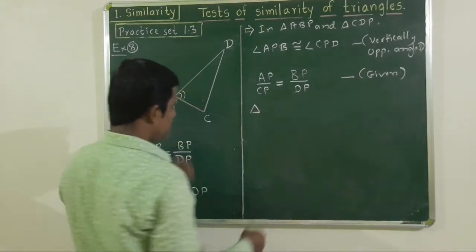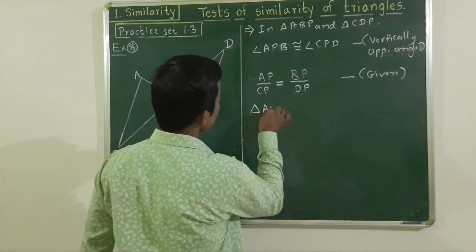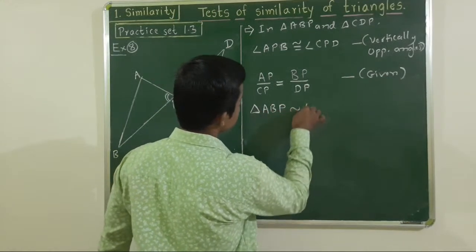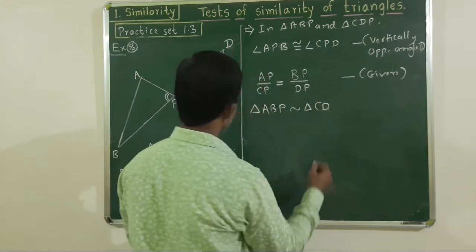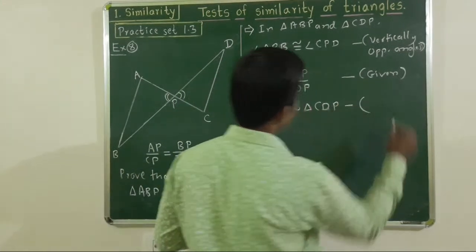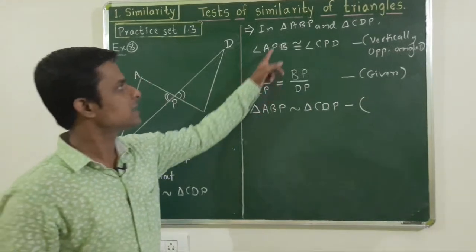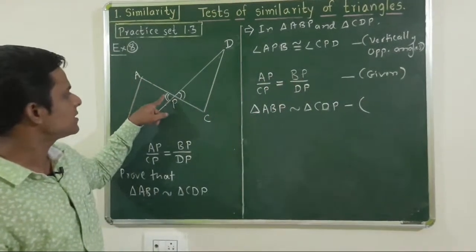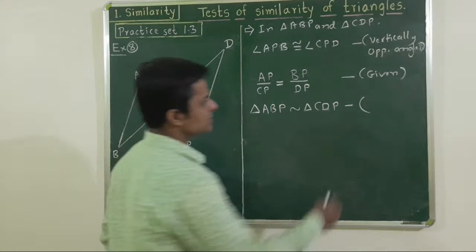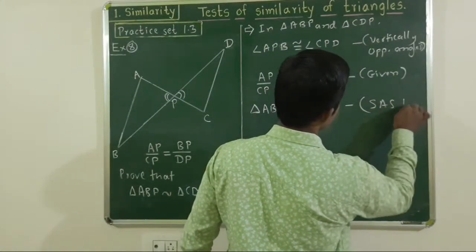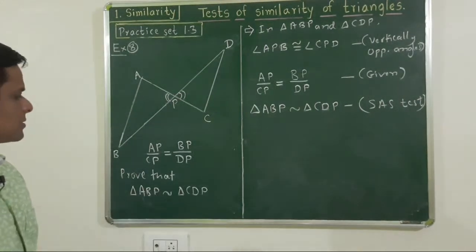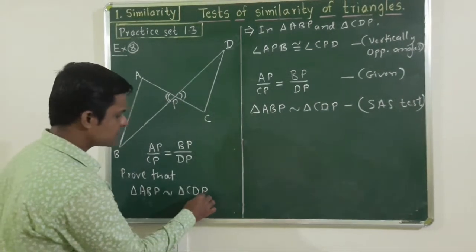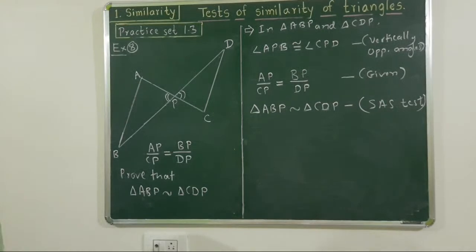Hence, triangle ABP is similar to triangle CDP by the SAS test of similarity. Simple, hence proved.